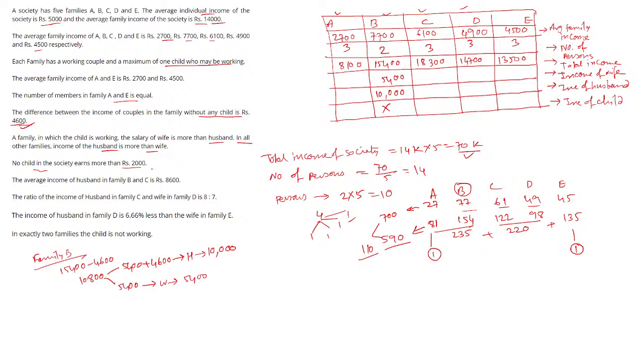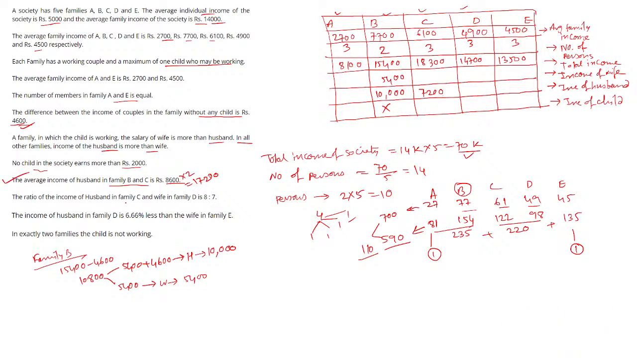Now try to find out the related statement. The average income of husband in family B and C, that is 8600, right? So what is the total income in family B and C? Total income of husbands in both the families, that is 8600 into 2, that is 17200. Only 10,000 with B in family B, so this is 7200, right? Moving to next, this statement we are done with.